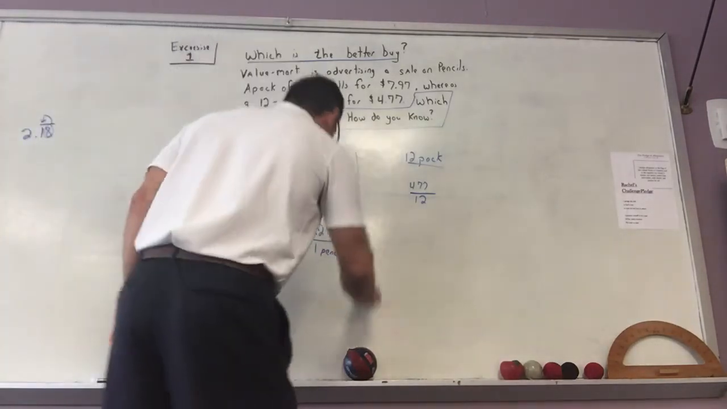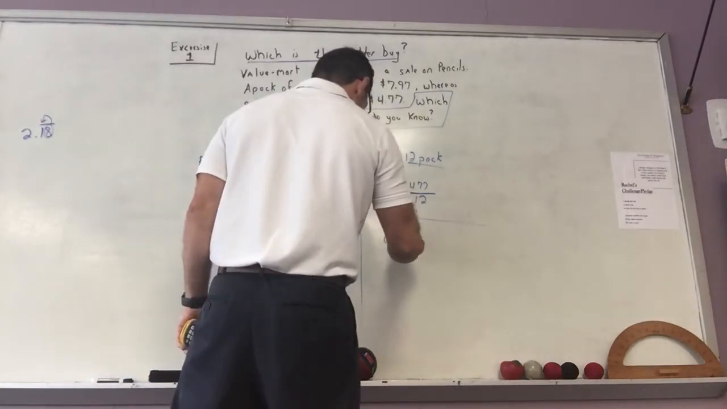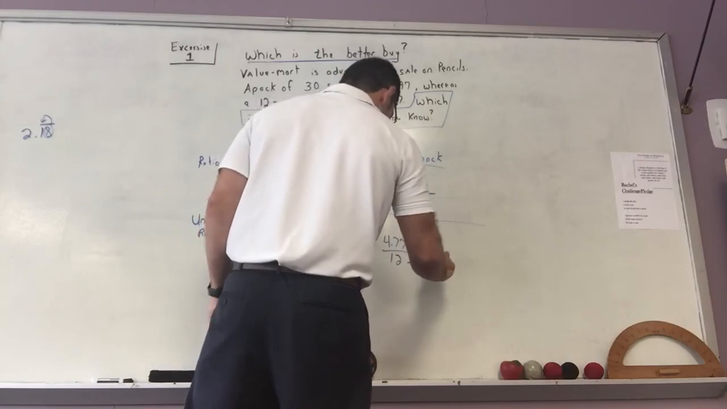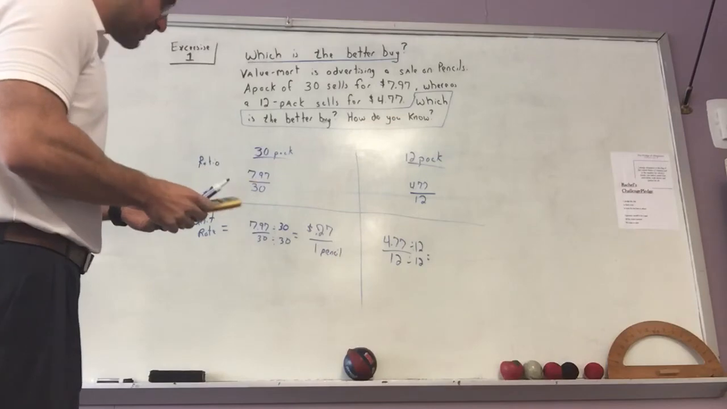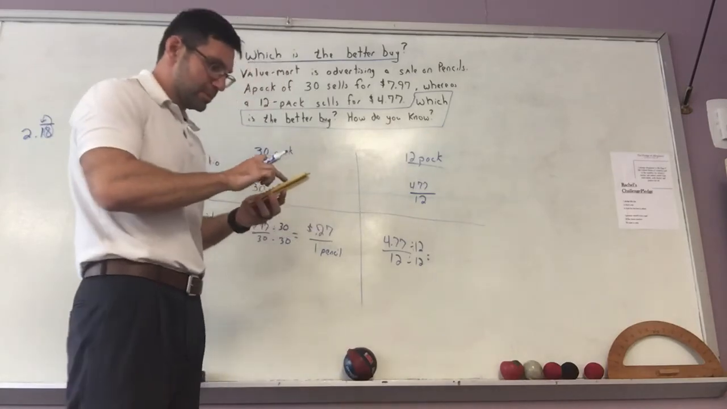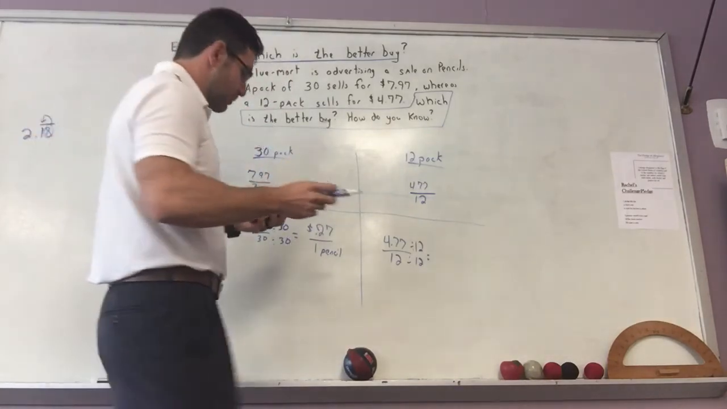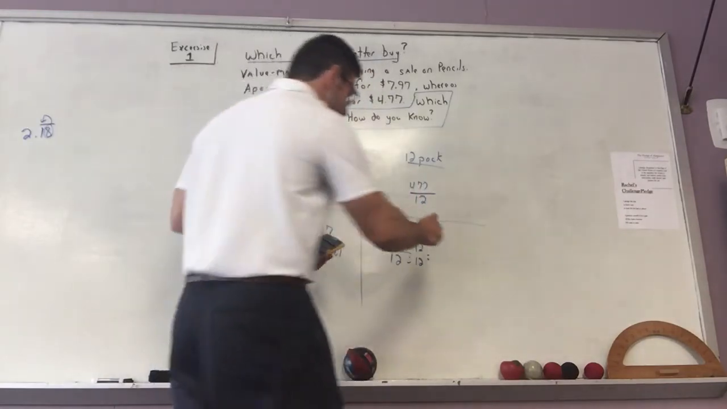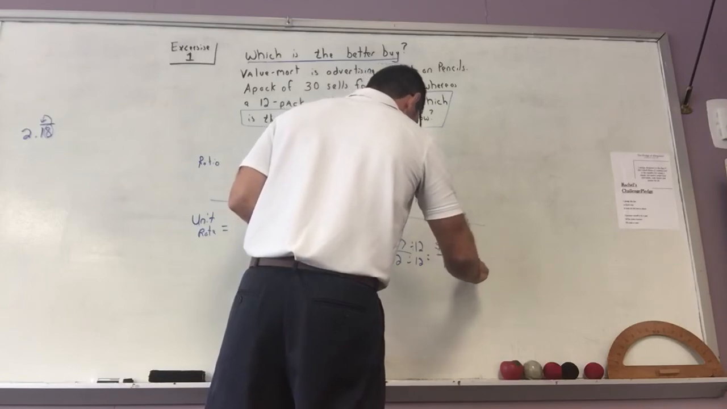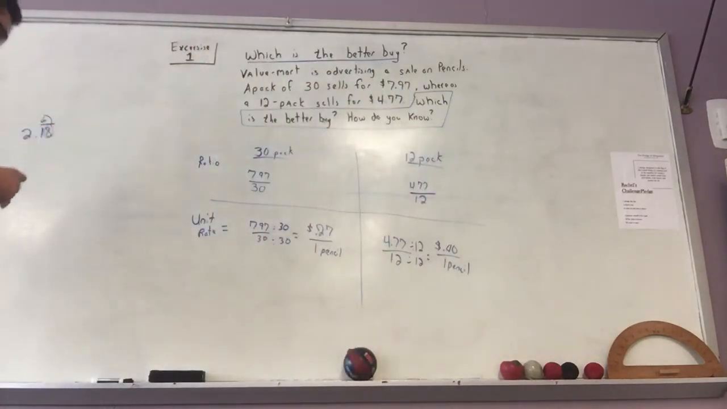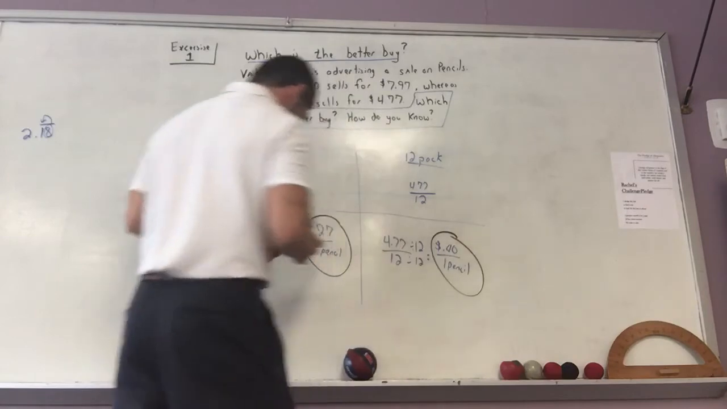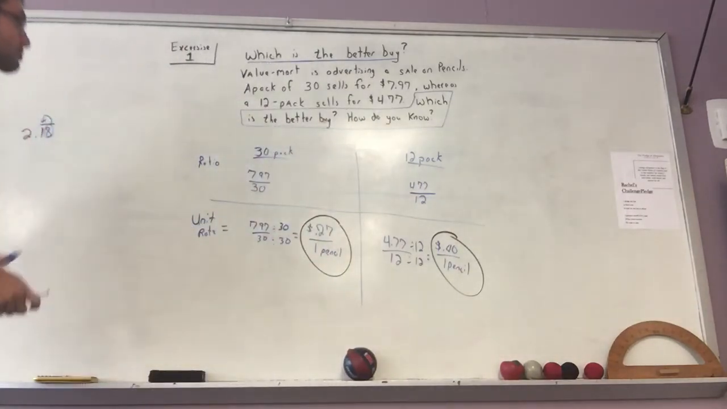So same thing for the 12-pack. So now I got 477 divided by 12. Divide both by the denominator. That leaves me 477 divided by 12. So again, I'm rounding up. It gives me 3,975 ten thousandths. So I'm going to round to the nearest hundredth because it's money. That takes me to 40 cents per one pencil. So we haven't answered anything yet. All we know is the unit rates. So now let's answer the better buy question. So which is the better buy?